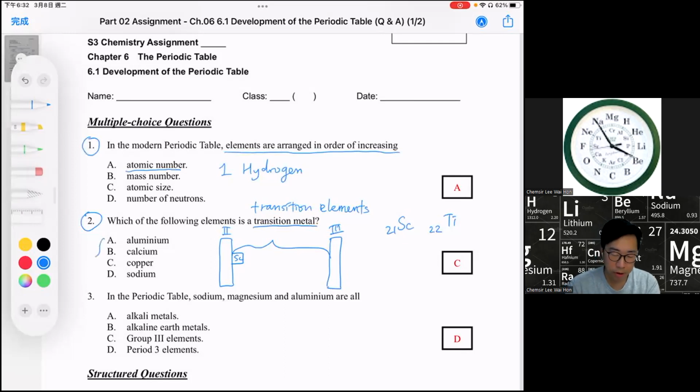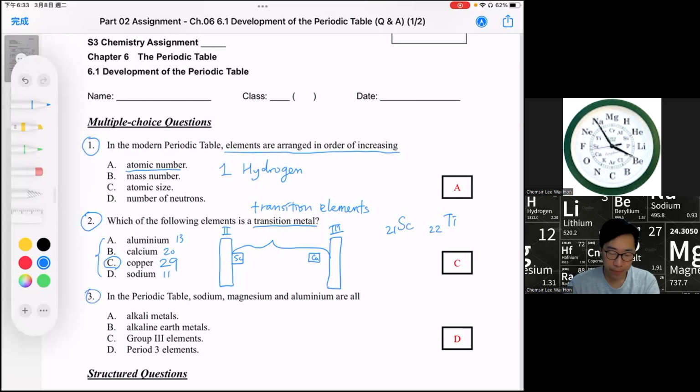So from the 4 options, aluminium, the atomic number is 13. Calcium, 20. How about option D? Sodium, 11. Oh, it is so obvious that option C, copper, is the answer. Actually, the atomic number of copper is 29. Okay, so copper is somewhere here. So you may also check it from your periodic table.